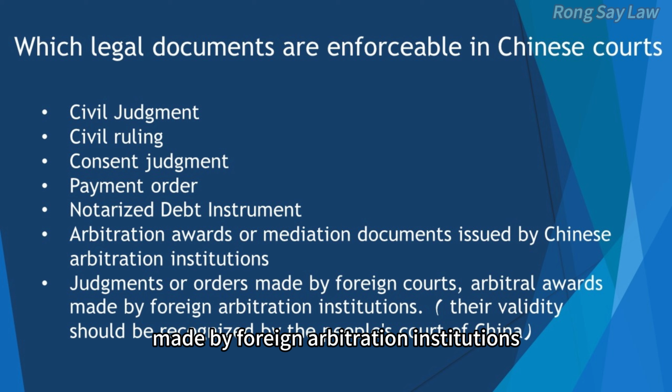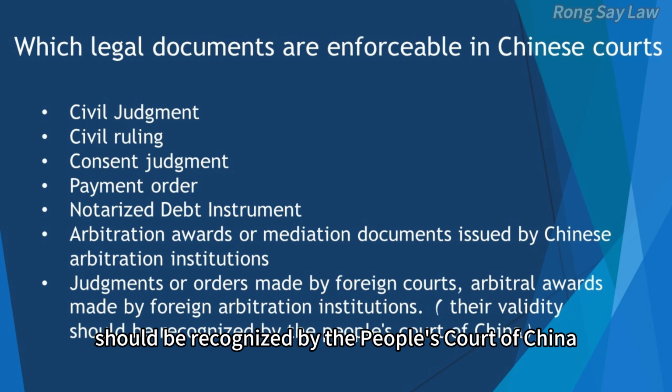The seventh type of enforceable documents include the following: judgments or orders made by foreign courts, arbitral awards made by foreign arbitration institutions. But the validity of these documents should be recognized by the People's Court of China.